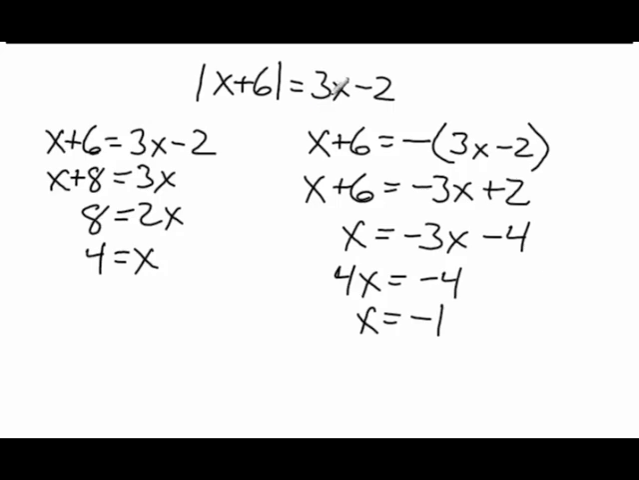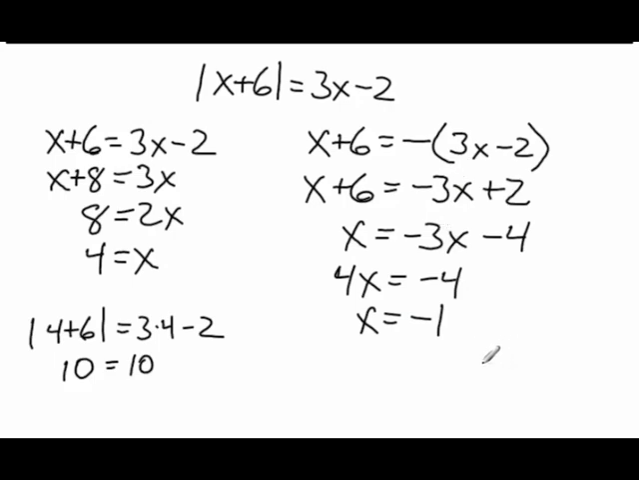Now we have to be careful that we always, as usual, check our answers. So let's put in a 4. It would be absolute value of 4 plus 6 equals 3 times 4 minus 2. Well, this is absolute value of 10, which is 10. And this is 12 minus 2, which is 10. So that answer checks out.